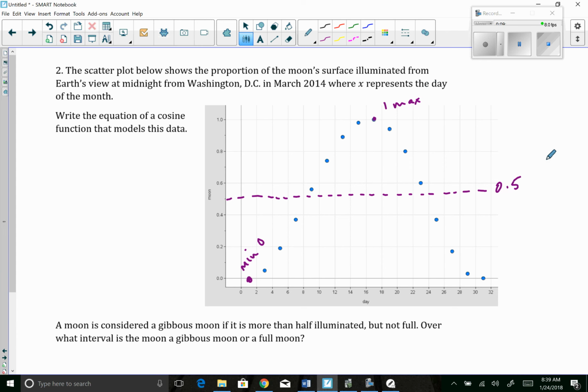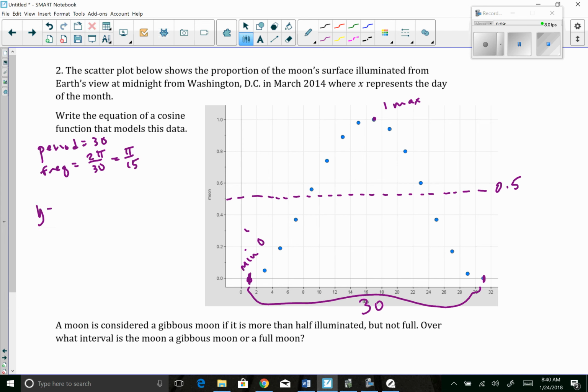Now from all of that, I have a lot of info, right? I also have a period. Now it looks like it goes out to 31 here, but this looks like it starts at 1. So the period in time from 1 to 31 is 30 days. So approximately 30 days will give me a full cycle of this moon's surface illumination. So I know that the period is 30. Therefore, the frequency is 2 pi over 30, which is pi over 15.